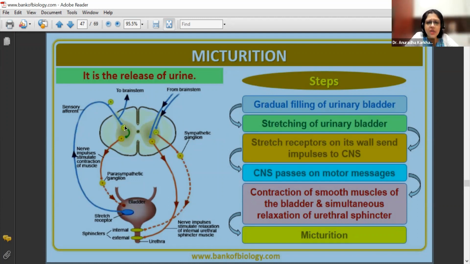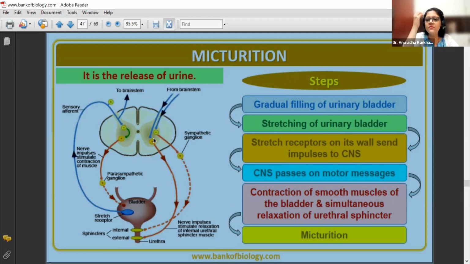It's overstretching. So then the brain or the spinal cord are going to send the signals, come on, open the urethral sphincter and let the urine be thrown out of the body. So it's a complete CNS controlled mechanism.